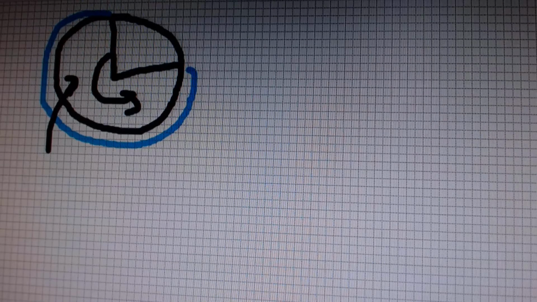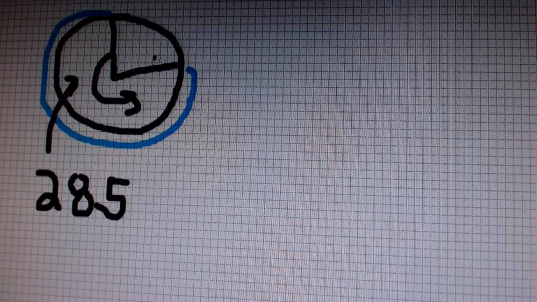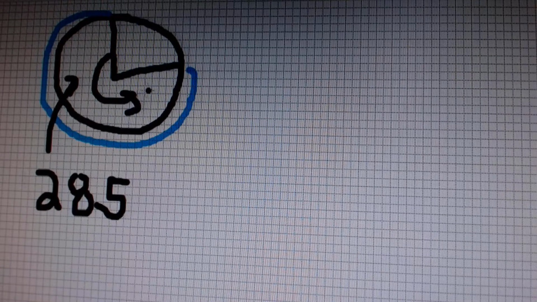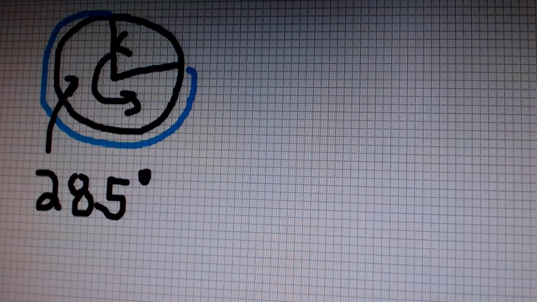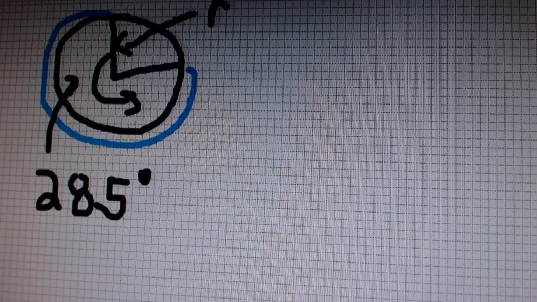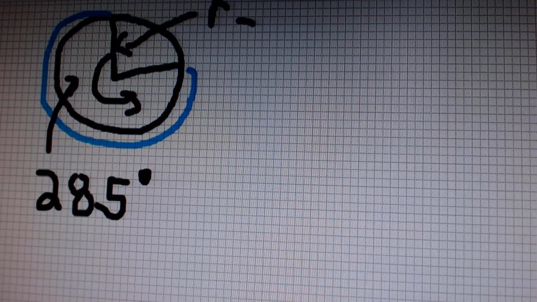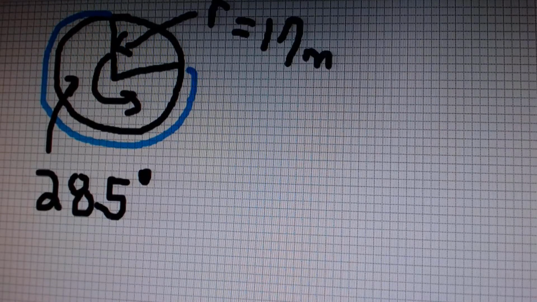So if we had a circle and we'll say theta, or the degrees of the angle, this is a reflex angle. That's what this arrow stands for, because it extends past 180 degrees. So this angle inside the circle is actually 285 degrees. And we have a radius of, we'll say, 17 miles.